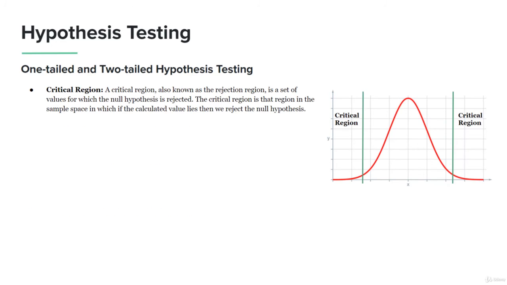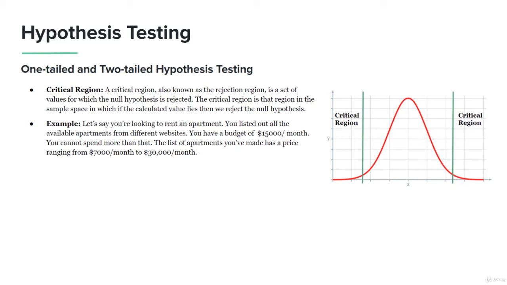Okay, so let's take a look at the critical region here. The critical region is also known as the rejection region, right? It's the set of values for which the null hypothesis is rejected. You can see here on the left-hand side of this particular bell curve you have the critical region, and on the right-hand side you have the other critical region.